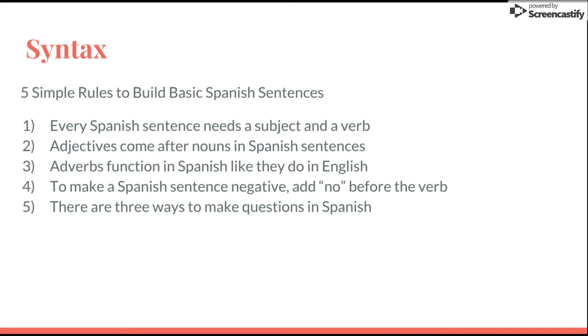There are 5 simple rules to build basic Spanish sentences. The first one is that every Spanish sentence needs a subject and a verb. The second rule is adjectives come after the nouns in Spanish sentences. This is where there can be the most mistakes.